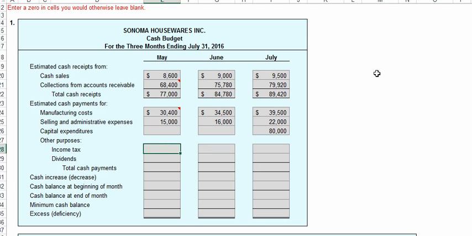All right, cash payments for other purposes. Income taxes. 1, 2, 3 rows from the bottom of the second paragraph. It says an estimated income tax payment of 14,000 will be made in June. Okay, dividends. Sonoma's regular quarterly dividend of 5,000 is expected to be declared in June and paid in July. So we're going to pay a dividend in July of $5,000.